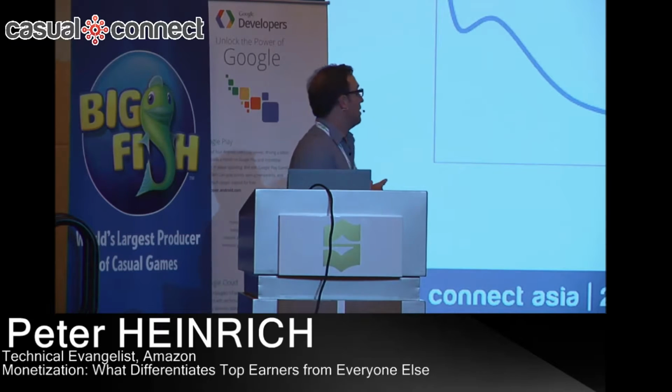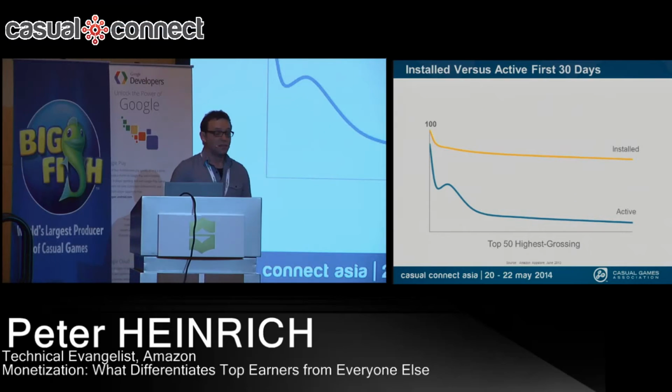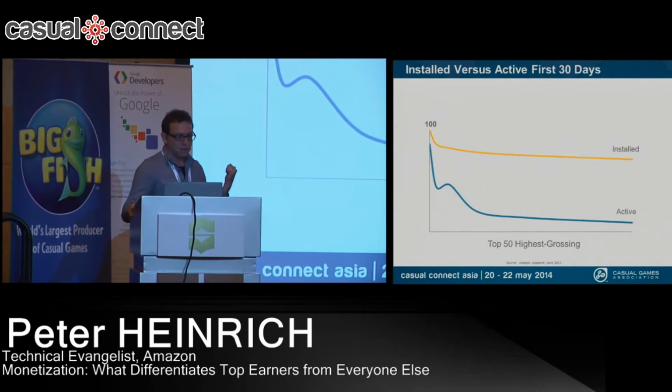But this graph actually illustrates our first hypothesis, which was maybe there's some relationship between the number of active users compared to the number of installations between the top 50 and the rest of the developers. So this graph shows the number of installed users over time, over about 30 days, normalized to 100. And you can see the blue graph is the number of active users.